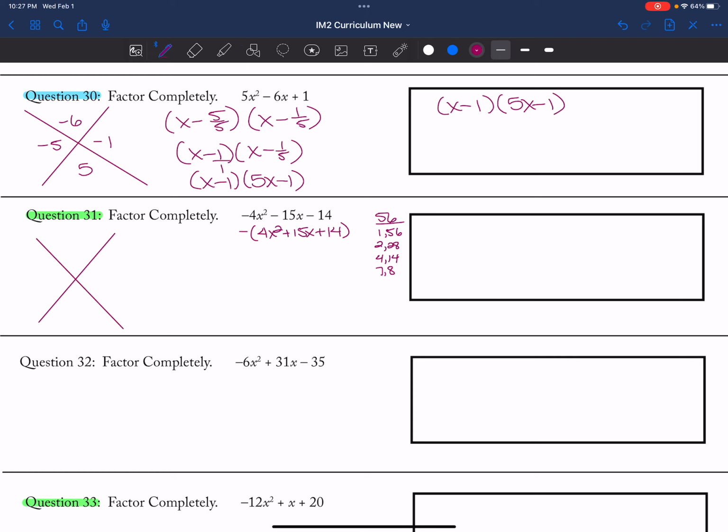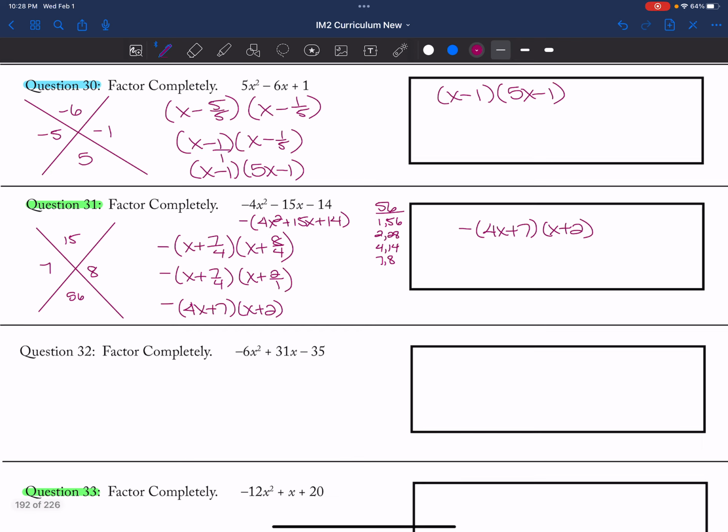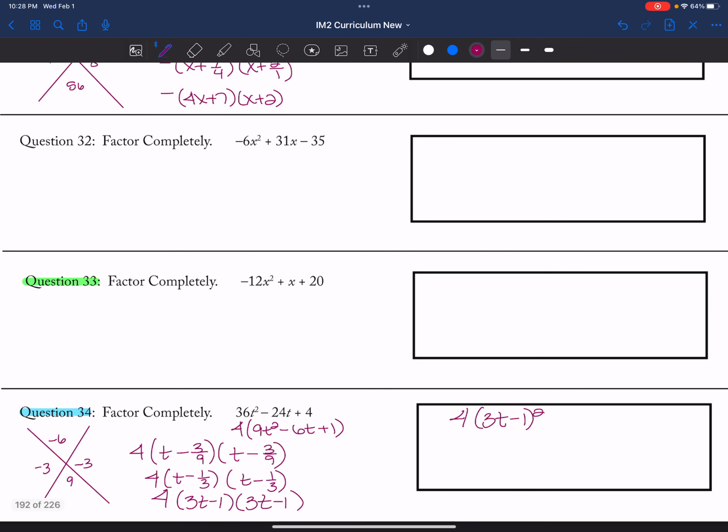Okay, so my x, 15 is on the top, 56 is on the bottom. I have a 7 and an 8, so I have negative, and I have x plus 7 over 4, and I have x plus 8 over 4. And then I have a negative x plus 7 over 4, and x plus 2 over 1. So then that gives me a negative 4x plus 7 and an x plus 2. So negative 4x plus 7 and an x plus 2. Okay. And, oh, wow.